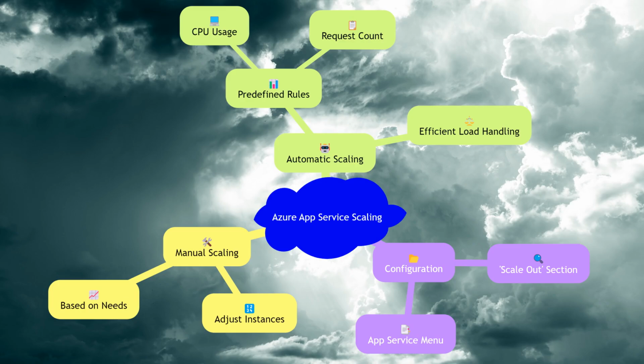Azure App Service supports both manual and automatic scaling. Manual scaling allows you to adjust the number of instances based on your needs. Automatic scaling, on the other hand, adjusts the instances based on predefined rules, such as CPU usage or request count. This ensures your application can handle varying loads efficiently. Navigate to the Scale Out section in the App Service menu to configure scaling options.